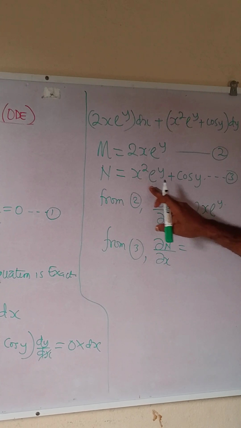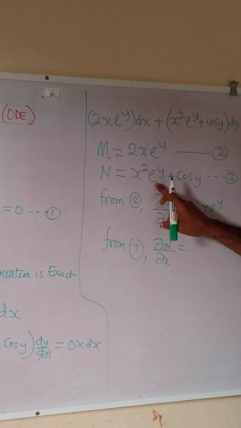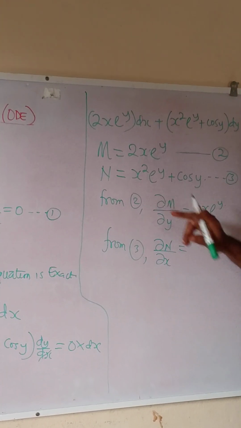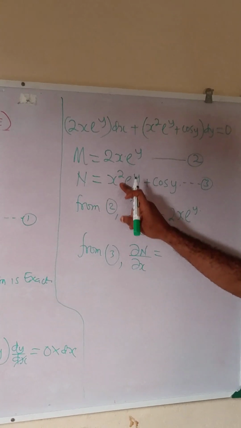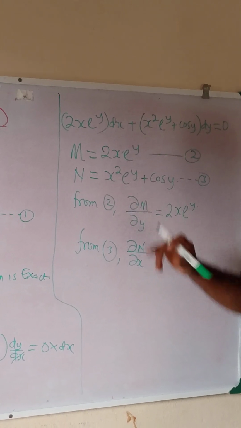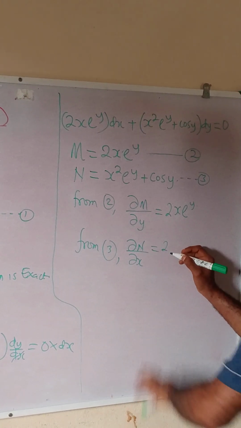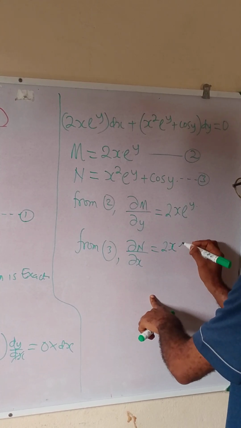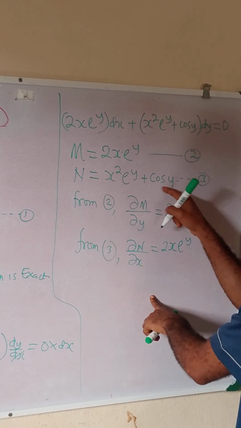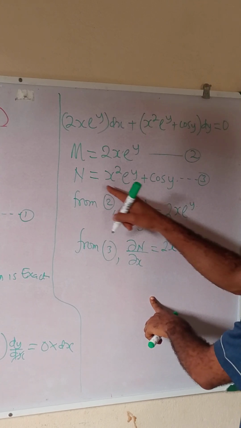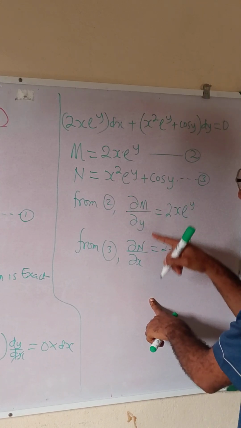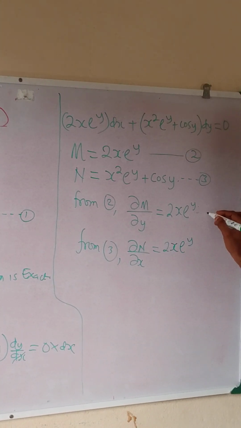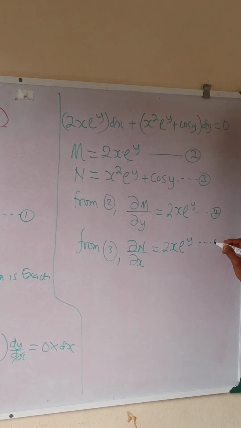So if we differentiate N with respect to x, because we are looking at x, this is going to give us, when we differentiate x squared, 2x, and you'll be left with e^y. You will not differentiate this one because you are not differentiating with respect to y. You are differentiating it with respect to x. So this will be your answer. So we call this equation 4, and we call this equation 5.